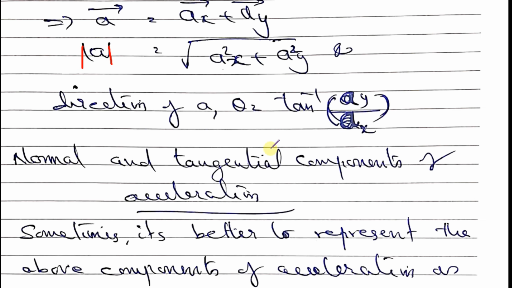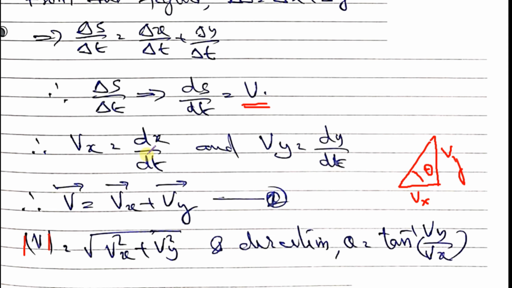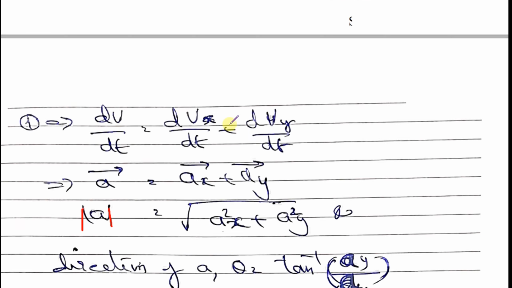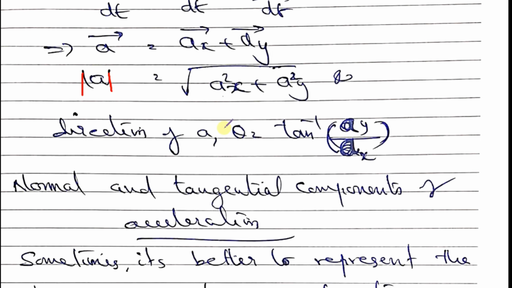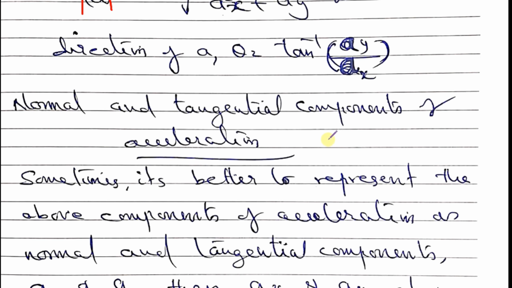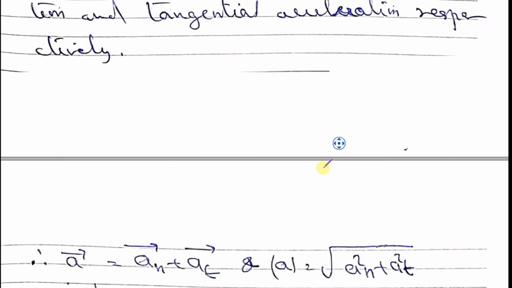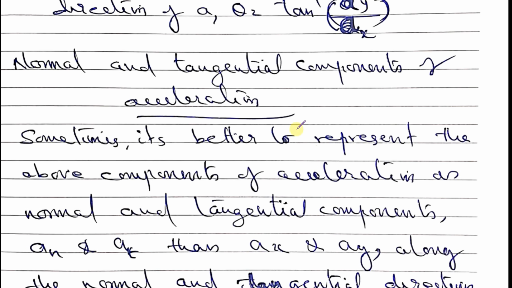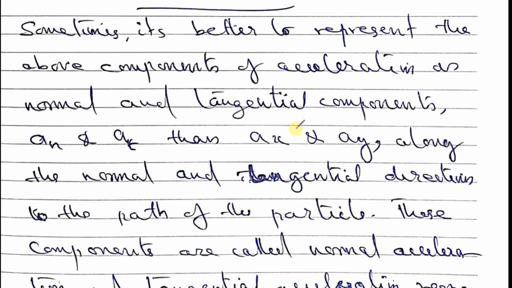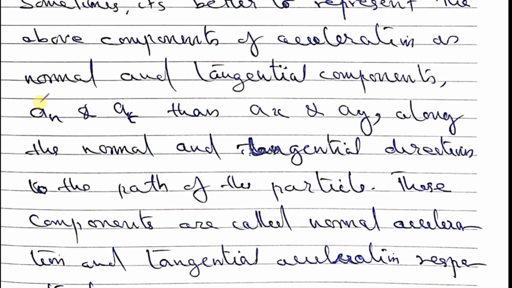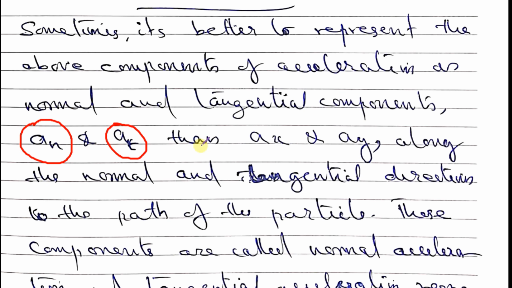So sometimes, instead of these x and y components of acceleration, we may need to express them as normal and tangential components of acceleration. They are represented as an and at, with a suffix n and a suffix t. an is the normal component of acceleration, or normal acceleration, and at is the tangential acceleration.